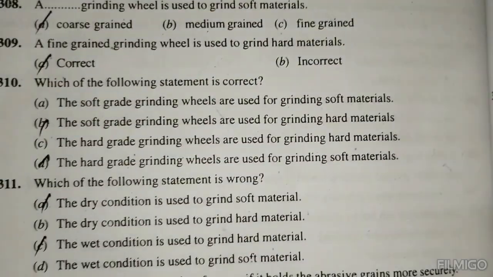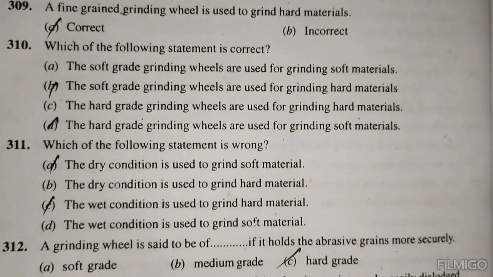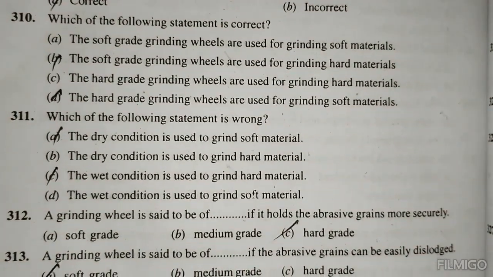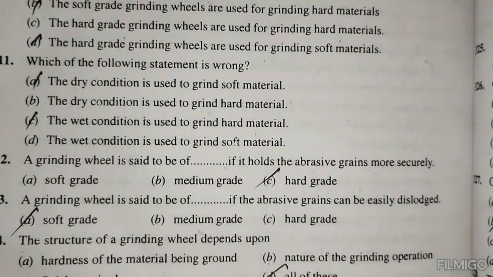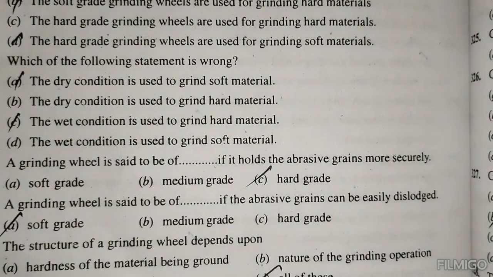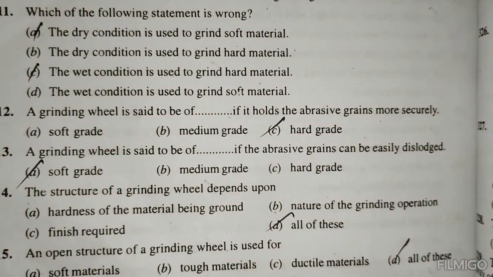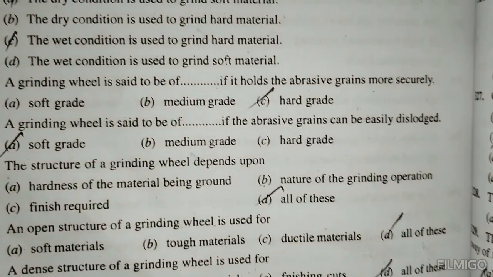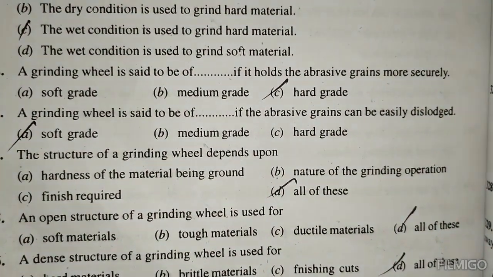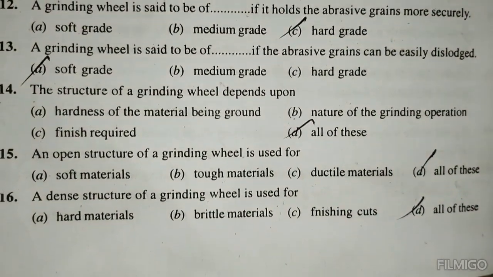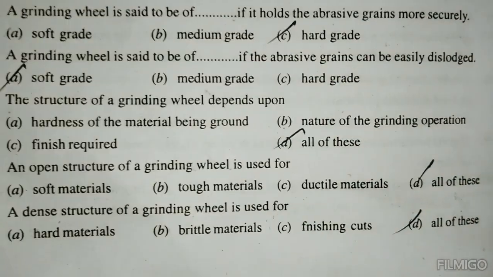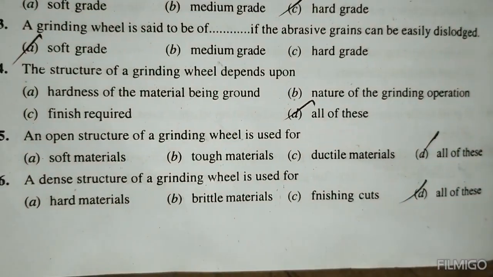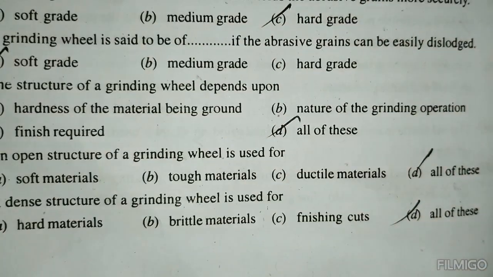Which of the following statements is correct? B and D. Which of the following statements is wrong? A and C. A grinding wheel that holds abrasive grains more securely is said to be a hard grade. A grinding wheel is said to be soft grade if the abrasive grain is easily dislodged. The structure of a grinding wheel depends upon all of this. An open structure grinding wheel is used for all of this. A dense structure grinding wheel is used for all of this.